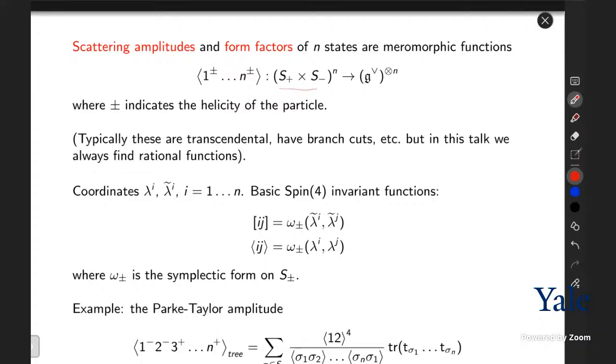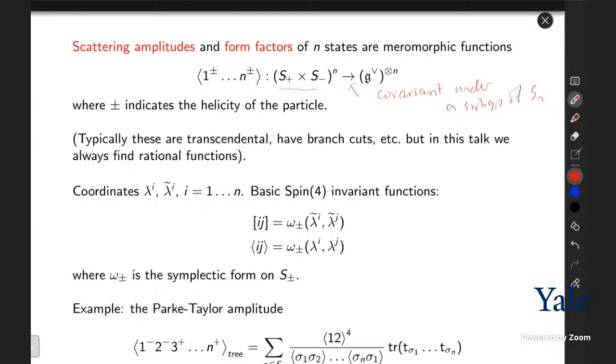And if I want to include the dependence on the gauge group, well, that's going to live in the nth tensor power of the dual of the Lie algebra. This map is going to be covariant under a subgroup of the symmetric group. Okay, so this is what an amplitude is. It's also what a form factor is. It has the same structure.